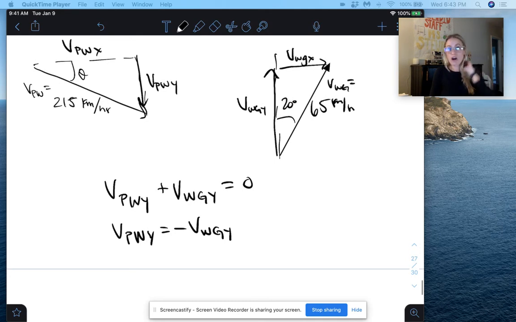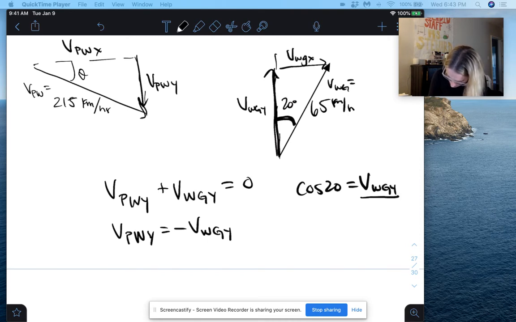And I know I can solve for the velocity of the wind relative to the ground in the y direction because I know the velocity of the wind relative to the ground and I know the angle. So since that is adjacent to that angle right here, I'm going to use the cosine. So cosine of 20 equals adjacent, velocity of the wind relative to the ground in the y direction, divided by that 65. So we get for velocity of the wind relative to the ground in the y direction is equal to 65 times the cosine of 20, and we get 61.1 kilometers per hour.